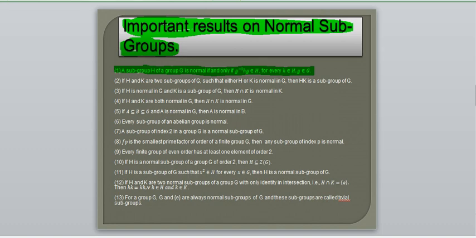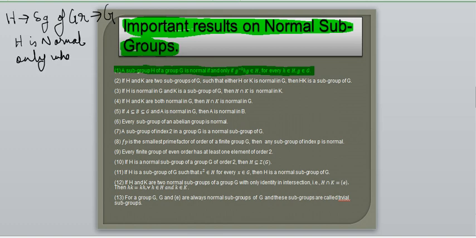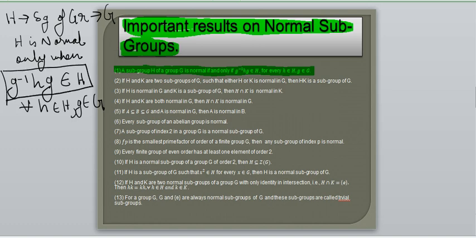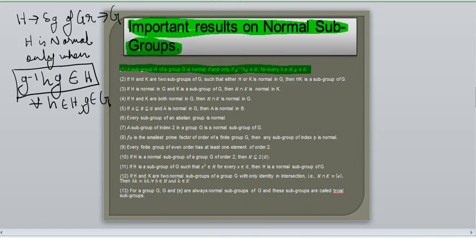Now I would like to write that. A subgroup H of a group G is normal only when g inverse hg belongs to the subgroup H, for all h belonging to H and g belonging to G. So we will pick up two elements, one element h from the subgroup and one element g from the group, and then we will apply this rule to check whether it belongs to H.